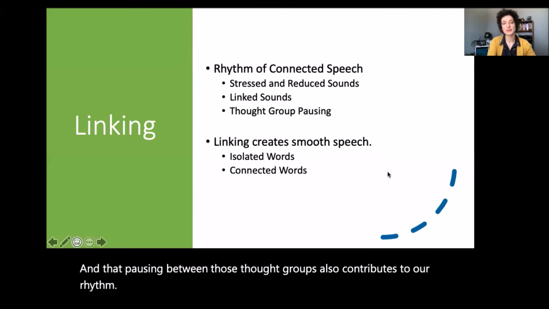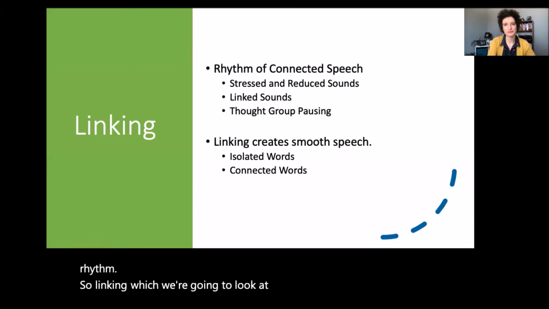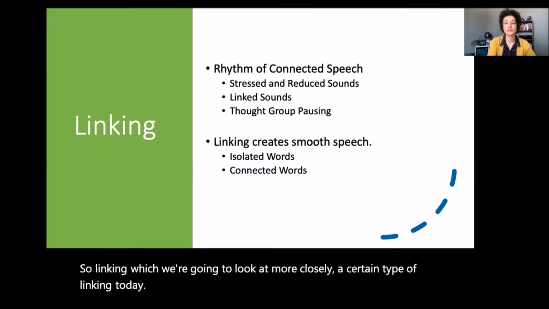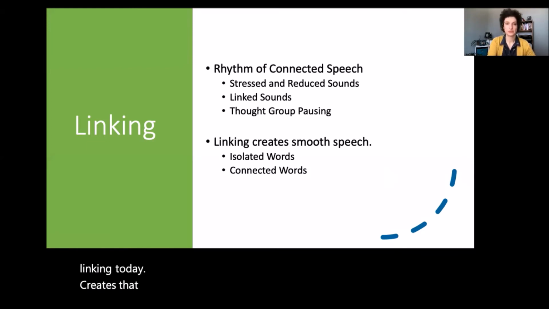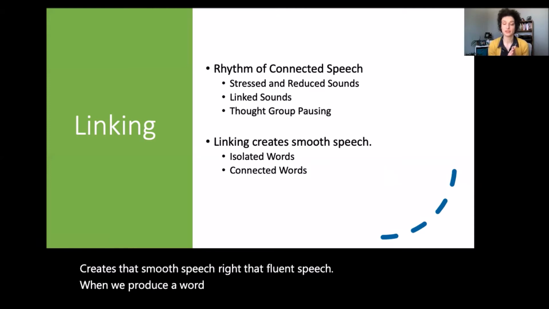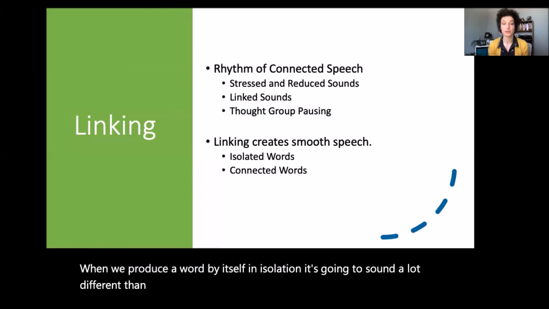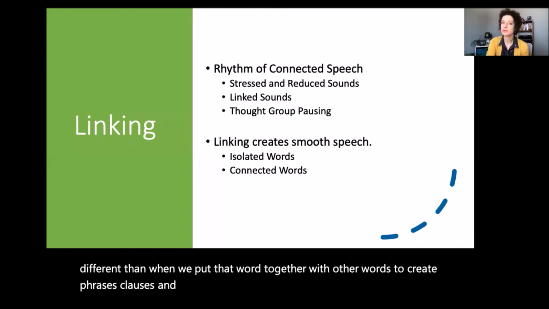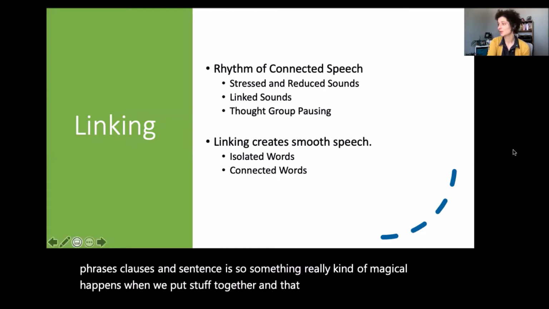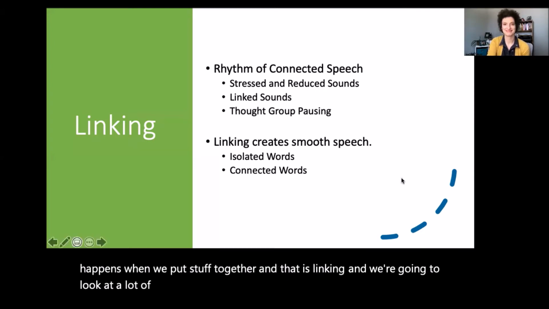So linking, which we're going to look at more closely, a certain type of linking today, creates that smooth speech, right? That fluent speech. When we produce a word by itself in isolation, it's going to sound a lot different than when we put that word together with other words to create phrases, clauses, and sentences. So something really kind of magical happens when we put stuff together, and that is linking. And we're going to look at a lot of examples of that today.